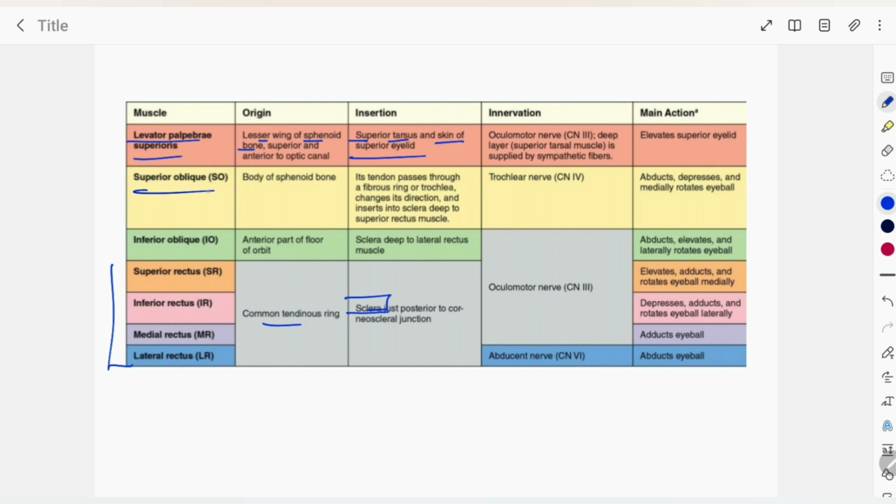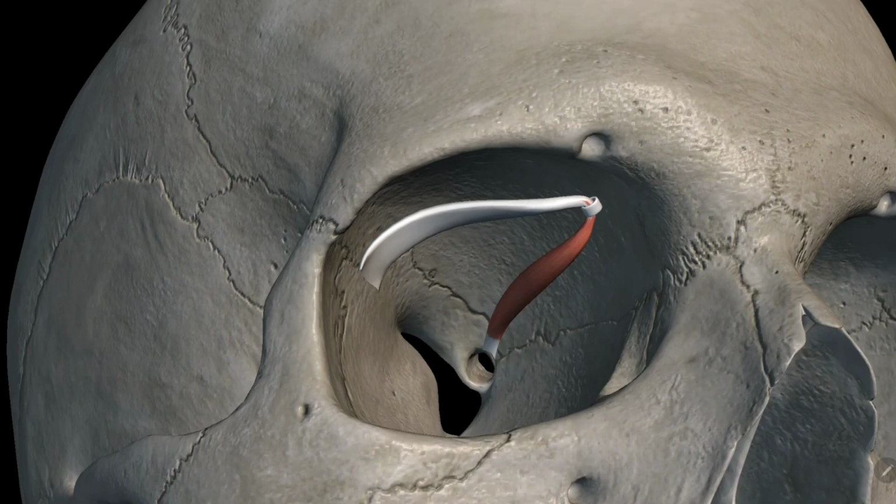Now we are going to talk about the superior oblique muscle. The origin of the superior oblique takes place from the body of the sphenoid bone. If you can make out from this, this is a portion, the lesser wing of the sphenoid bone, from where the origin of the superior oblique muscle is taking place.